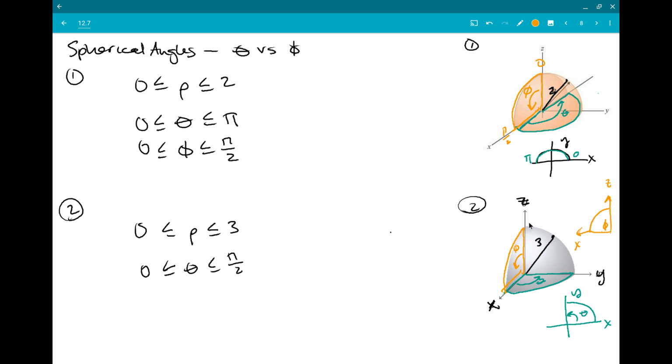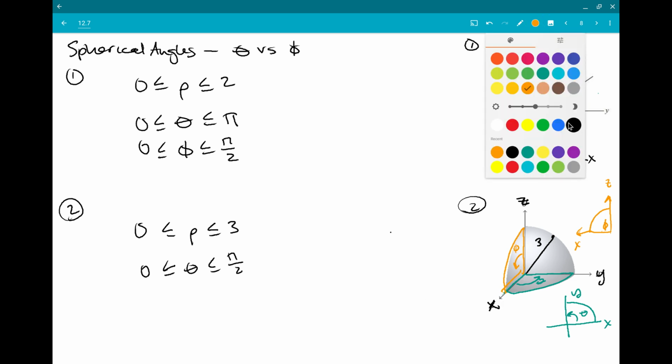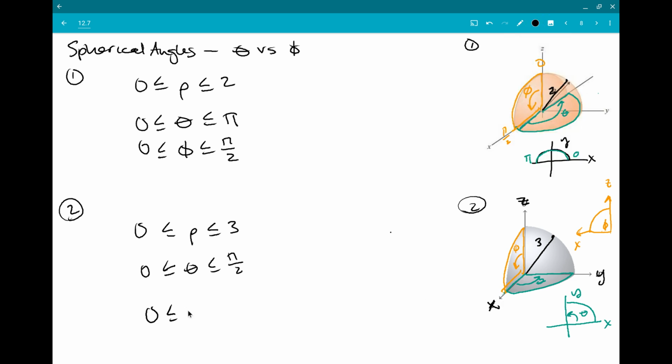So we know that phi starts at 0, it lives on the z-axis, and then it goes down until it hits the xy plane. That's up to angle pi over 2. Right, this described an eighth of a circle.